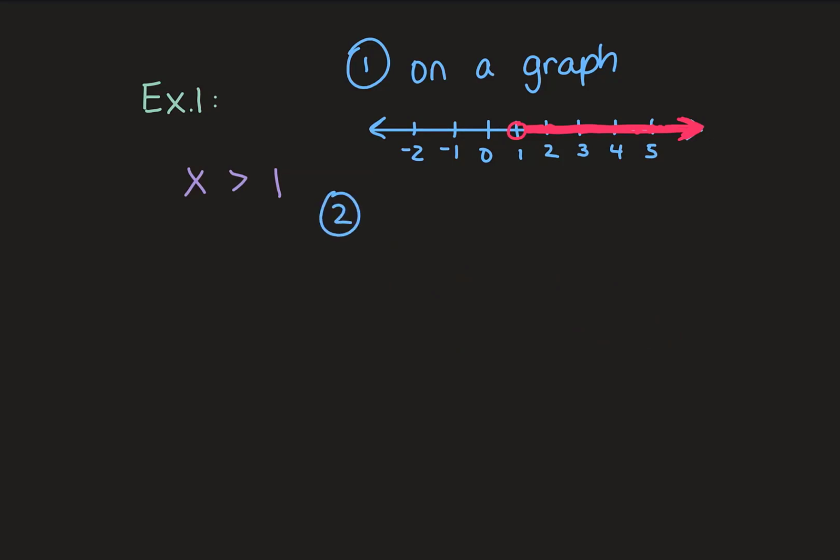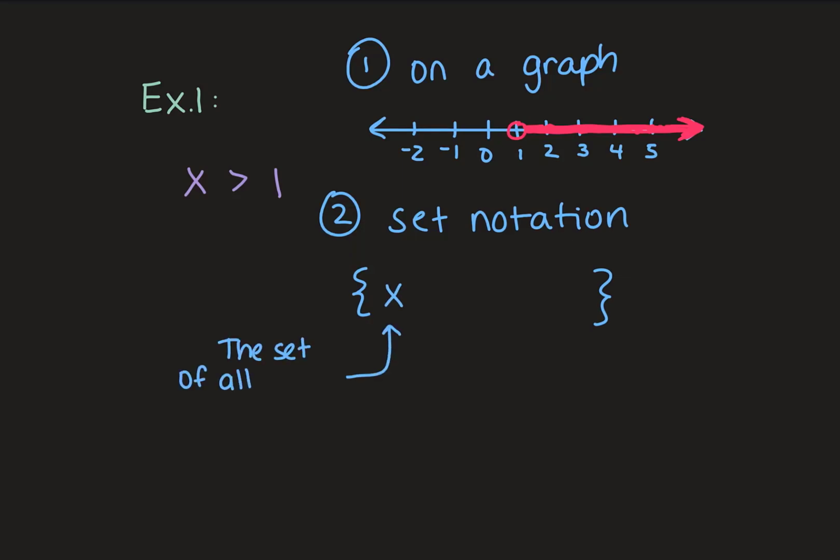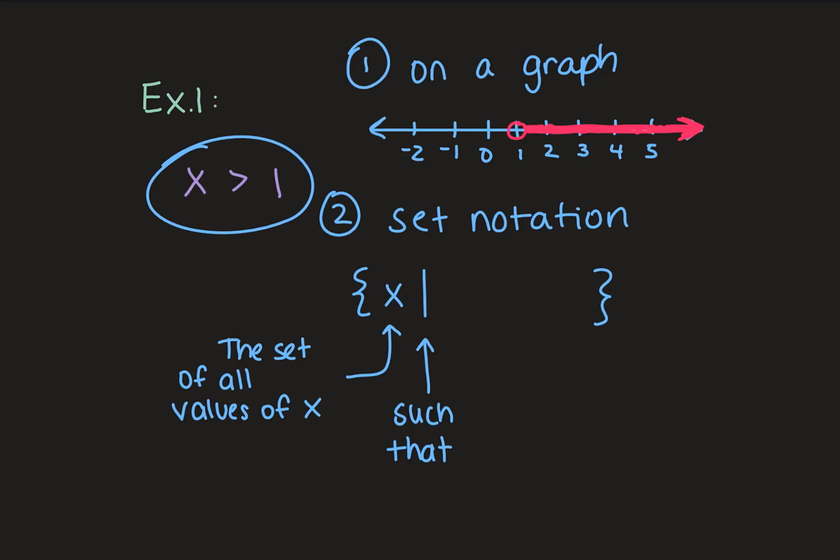Okay, so now to represent the solution in set notation. All this is representing the solution in curly braces. First, we write the variable x, which is read as the set of all values of x. Then this line is read as such that. And then we just write the inequality solved for x, which reads x is greater than 1.